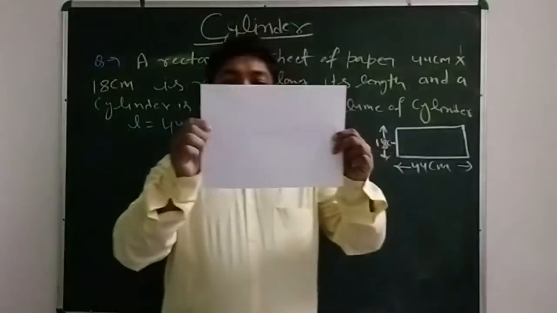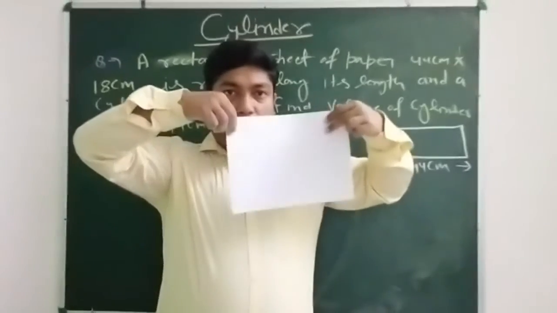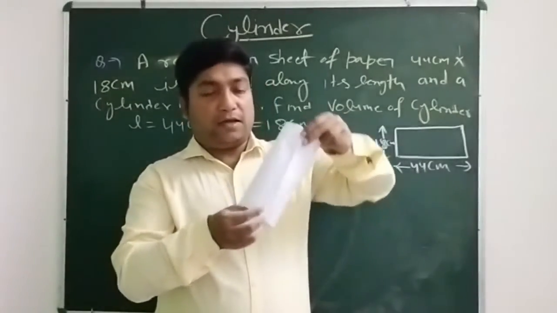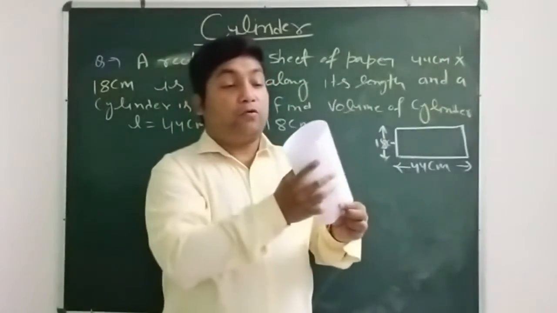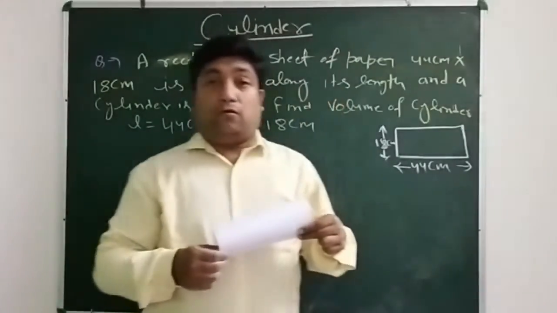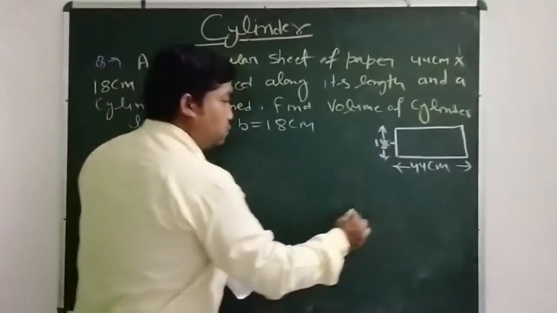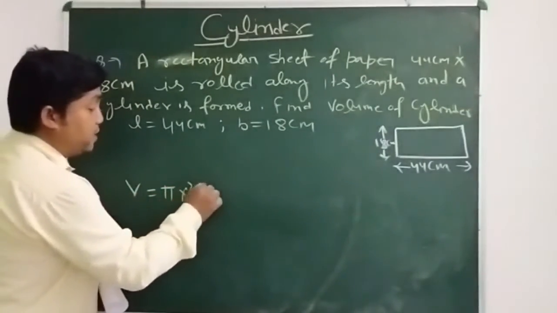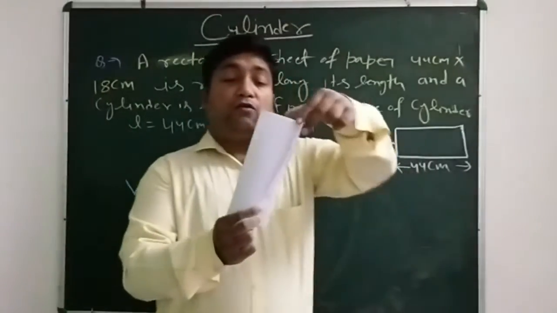You have seen that this is the rectangular sheet, 44 centimeter and that one is 18 centimeter. When you roll it along the length, you have seen that it is a hollow cylinder. You have to find the volume of the hollow cylinder. And you know that if you want to find the volume of the cylinder, the formula is V is equal to pi r square h.